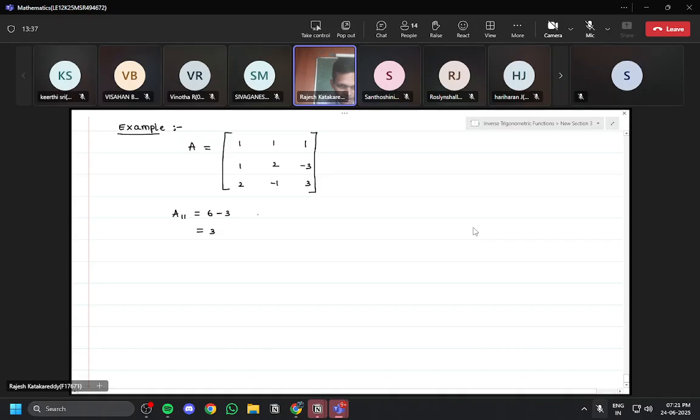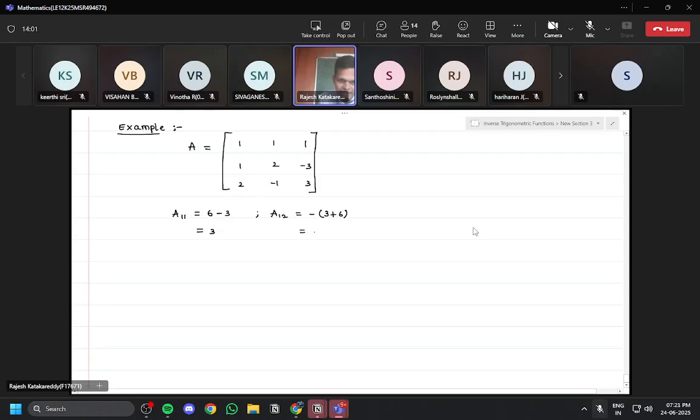Similarly, A12, first row, second column, deleting it: 1, minus 3, 2 and 3. So we have 3 plus 6, 3 plus 6 is 9. Since the sign for this is negative, we are writing minus 9. Am I clear in this?